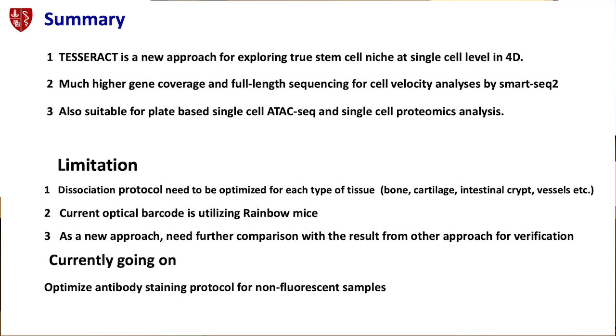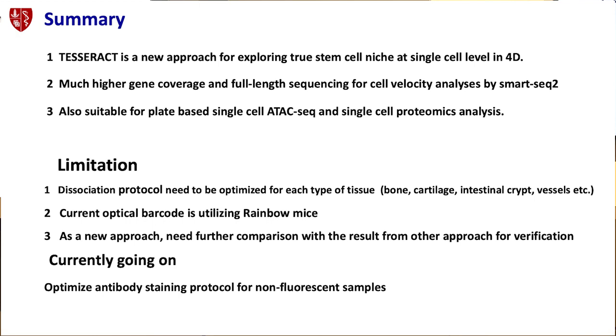So first, the dissociation protocol needs to be optimized for each type of tissue. We already optimized for bone, cartilage, intestinal crypt, the vessels, and also marrow tissue. However, for other tissue, since you need to dissociate a small cluster into single cells, that's a little bit different from bulk tissue, so you need to optimize it a little bit.